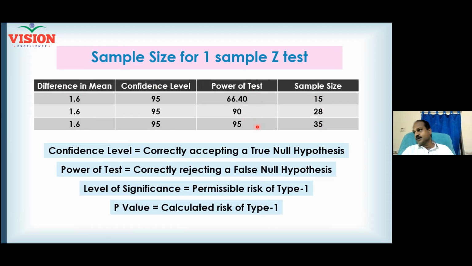Right. So confidence level is correctly accepting a true null hypothesis, and power of test is correctly rejecting a false null hypothesis. Level of significance is the permissible risk of type 1. So what is the p-value? The p-value calculates the risk of type 1 error you may commit while rejecting a null hypothesis. This is why you are always keen on getting a p-value of less than 5% while rejecting a null.